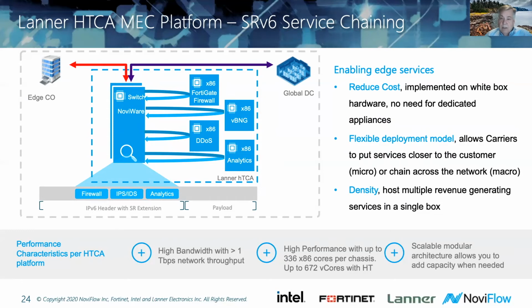A source router somewhere to the left in the picture will insert the segment routing header with a list of segments. And one of these segments represents a security policy that the packet has to go through. The source router then forwards the packet to the next hop. Once the packet has been forwarded to the HTCA platform, it will match the segment ID into a specific chain of security services residing on the compute blades and executes those services before forwarding the packet to the next hop.